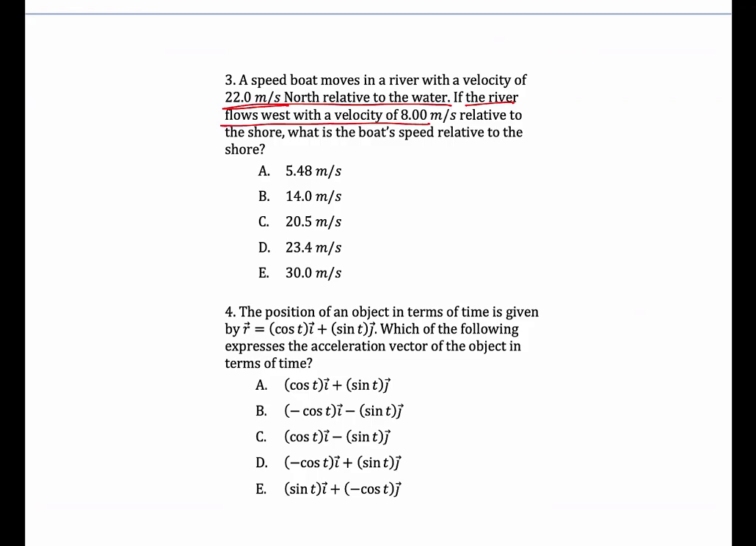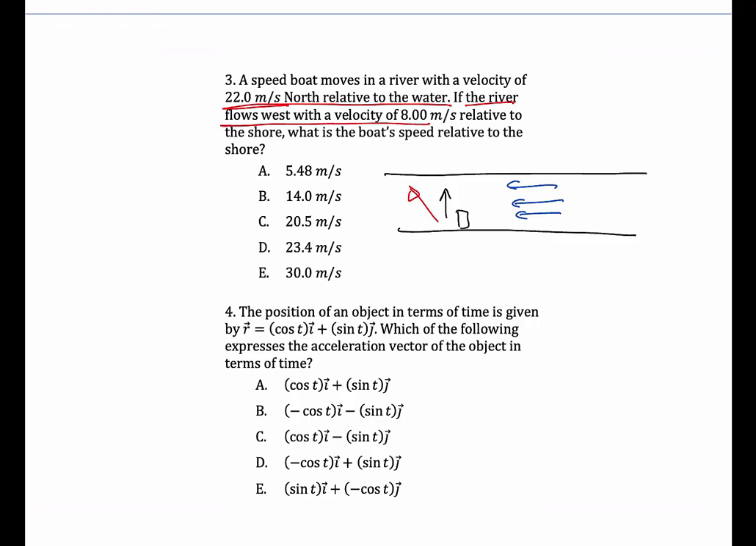Again, if this is the river, a boat is moving in the river north, so this is the speed of the boat. However, the river flows west and it pushes the boat to the west, so basically the boat will follow a path, a course like this. So with common sense we can say immediately that this speed probably again will be the diagonal of the two vectors, so the root of 22 to the power of 2 plus 8 to the power of 2.